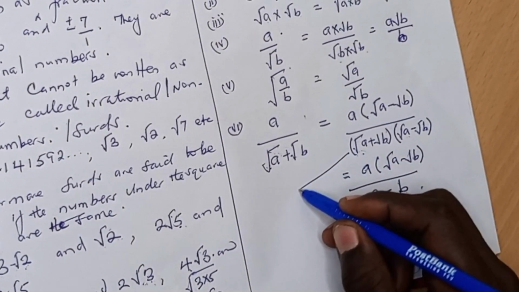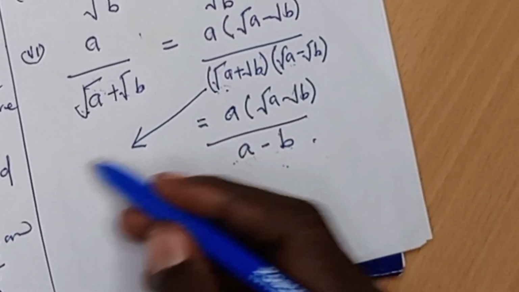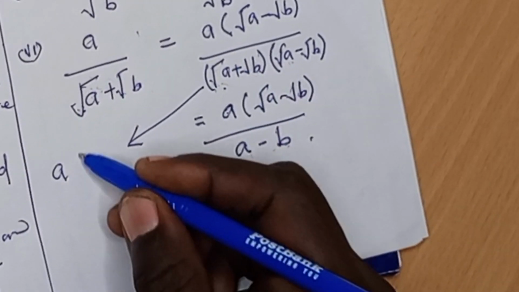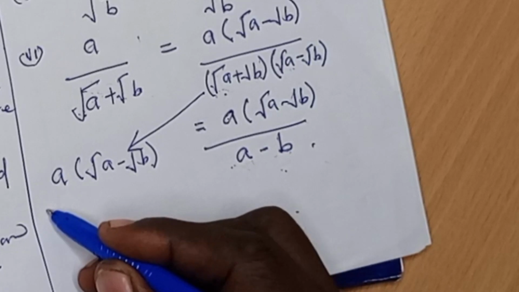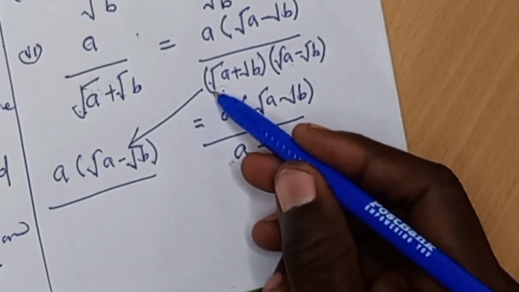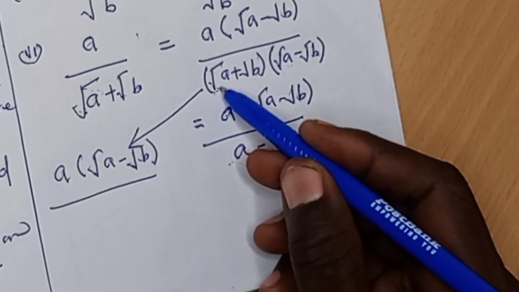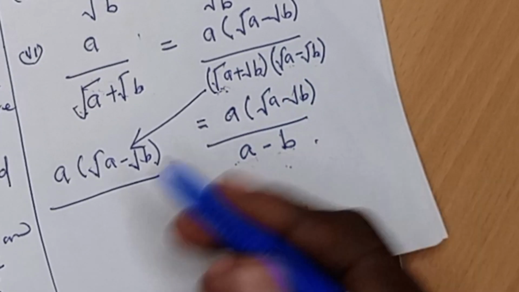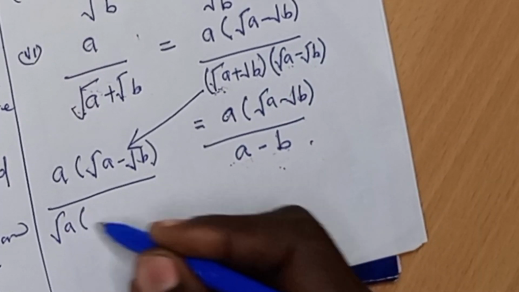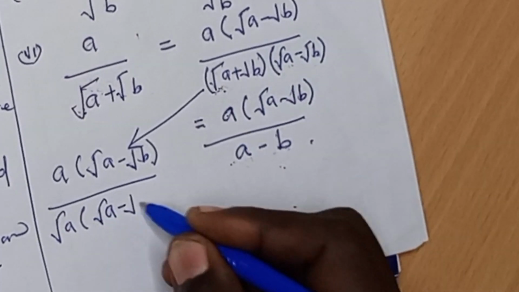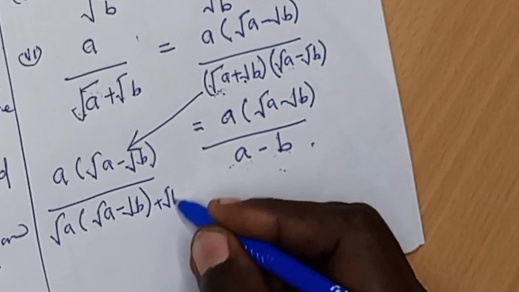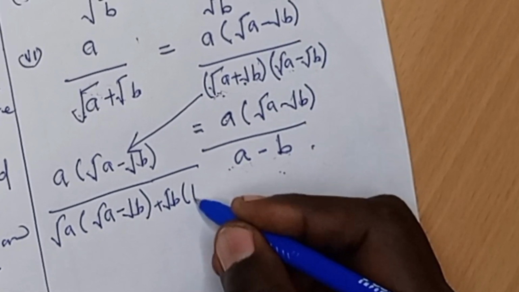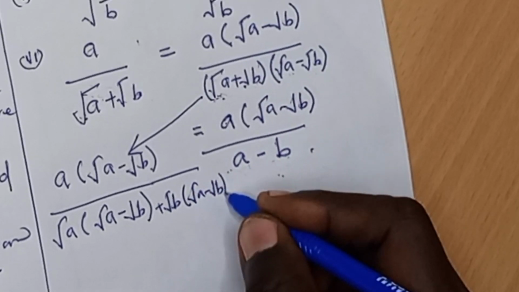Now, what do I mean by this? I'm saying that this is the same as A into root of A minus root of B over, then I take this first entity to multiply each and every value in the second bracket. This will be root of A into root of A minus root of B. I also bring this with the sign, plus root of B into root of A minus root of B.